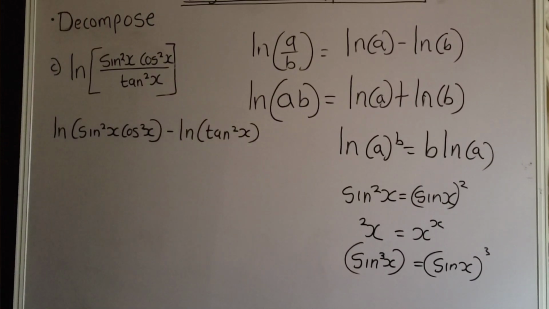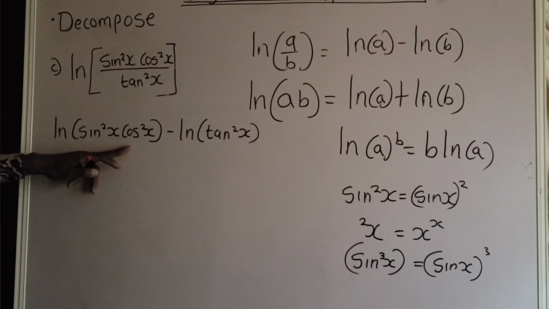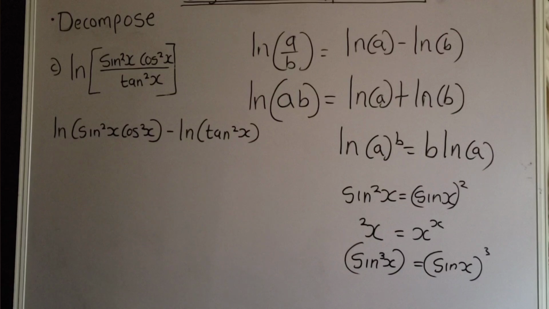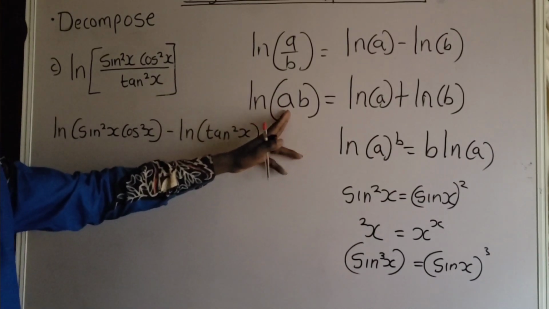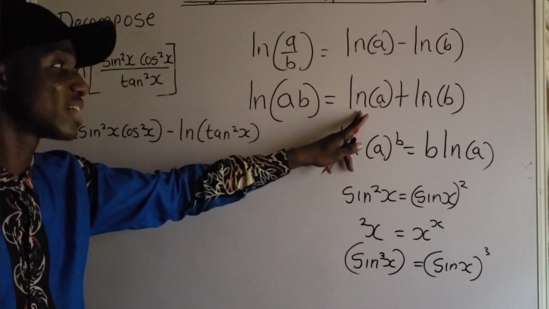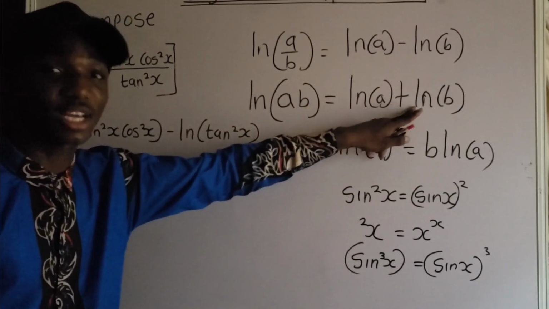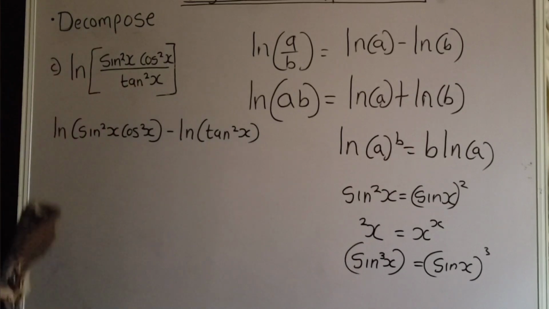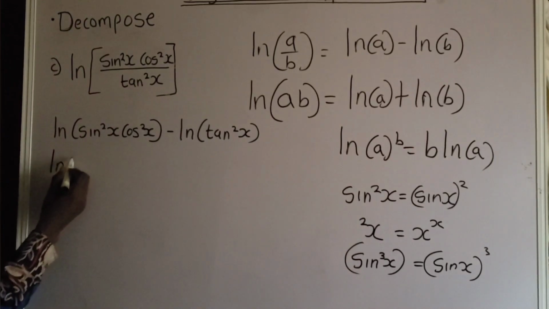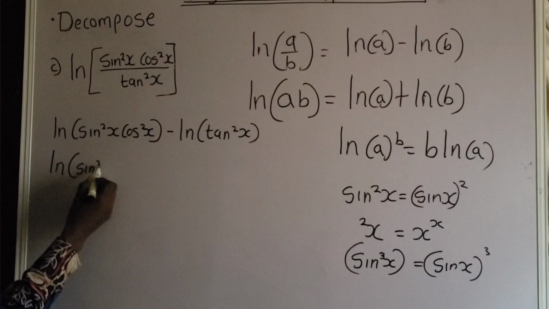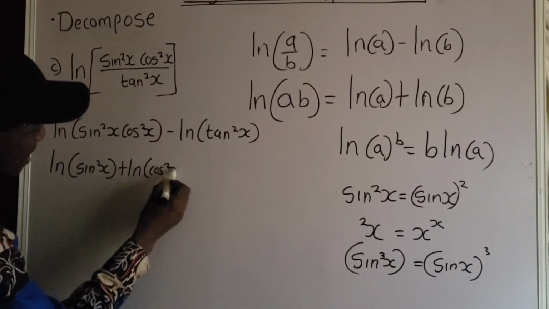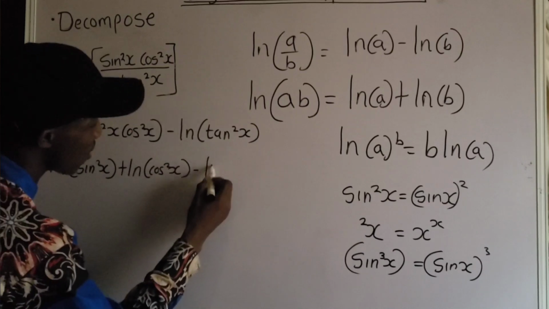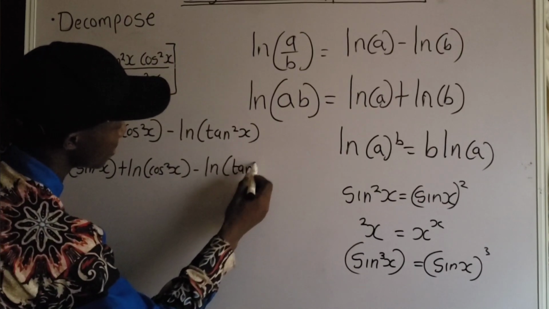You understand? Okay, now you can see that the sign between sine square x and cos square x is the product sign. That is the multiplication sign. And according to the rule that I wrote here, natural log of the product of a and b can also be written as natural log of a plus the natural log of b. Okay, so for this, I'm going to have the natural log of sine square x plus the natural log of cos square x minus the natural log of tan square x.